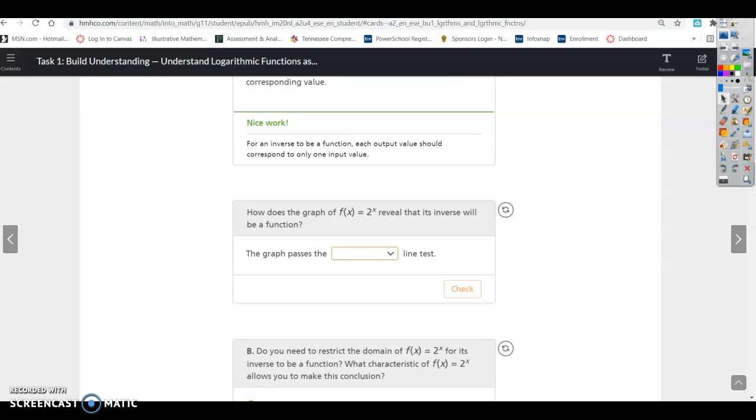All right, how does the graph of f of x equals 2 to the x reveal that its inverse will be a function?